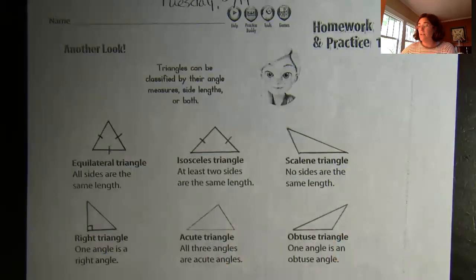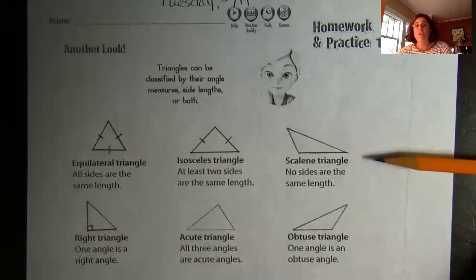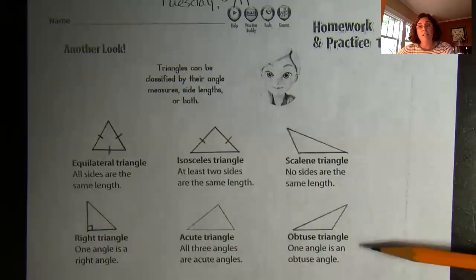So all of these kinds of triangles give us two different kinds of classifications. Our first three are classifying triangles by their side lengths, the lengths of their sides. And the last three are classifying triangles by their angles. So we can classify them by their angle measures, their side lengths, and sometimes we can do both.